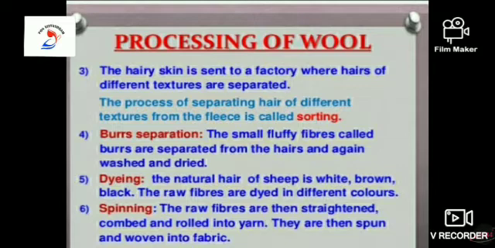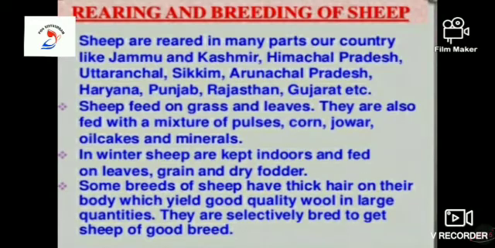The third step: the hairy skin is sent to the factory where hairs of different textures are separated. The process of separating hair of different textures from the fleece is called sorting. Burr separation: the small fluffy fibers called burrs are separated from the hairs, and the wool is again washed and dried. In this process, the wool is sorted on the basis of length, color, texture and the ease with which it can be dyed.